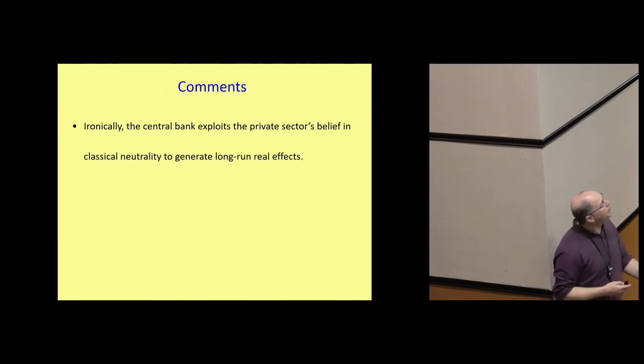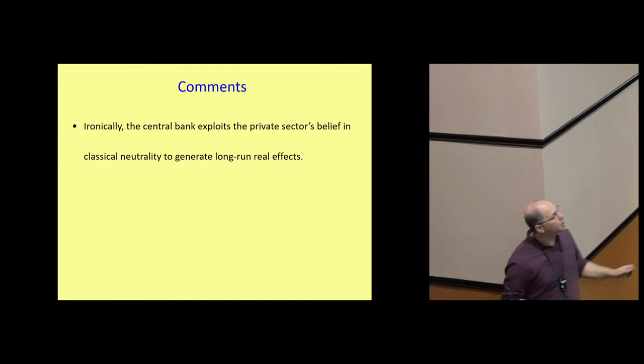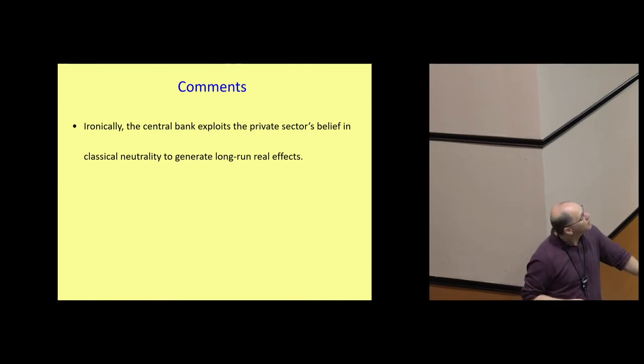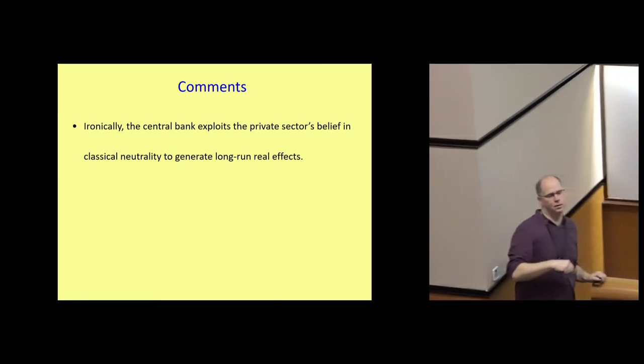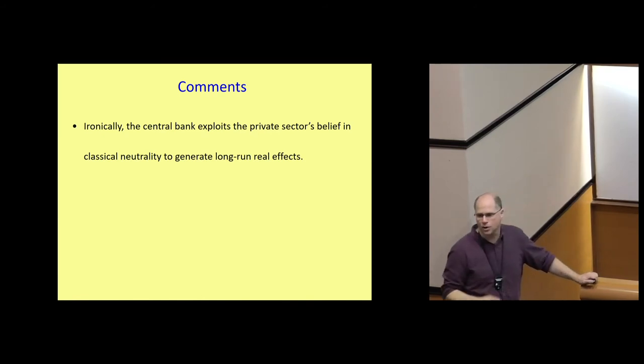So there's something ironic about this example if you think about the macro story for a second, because the private sector believes in absolute classical neutrality, whereas in reality there's only new classical neutrality, that is neutrality only to the extent that you can surprise the private sector. So you can't surprise the private sector, and therefore the private sector's belief in absolute neutrality doesn't work.